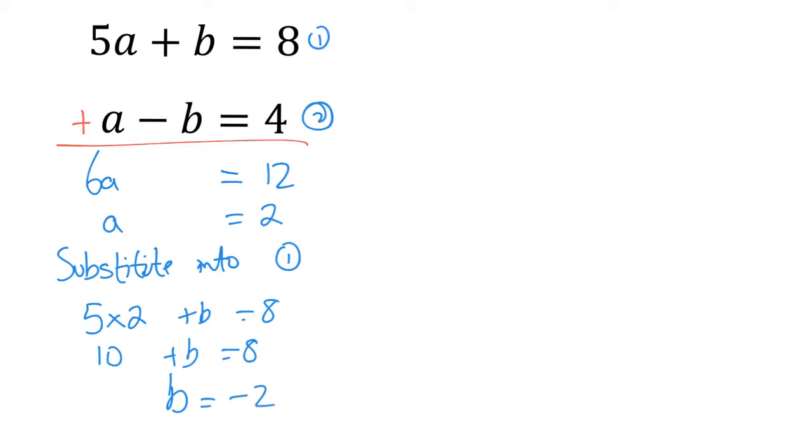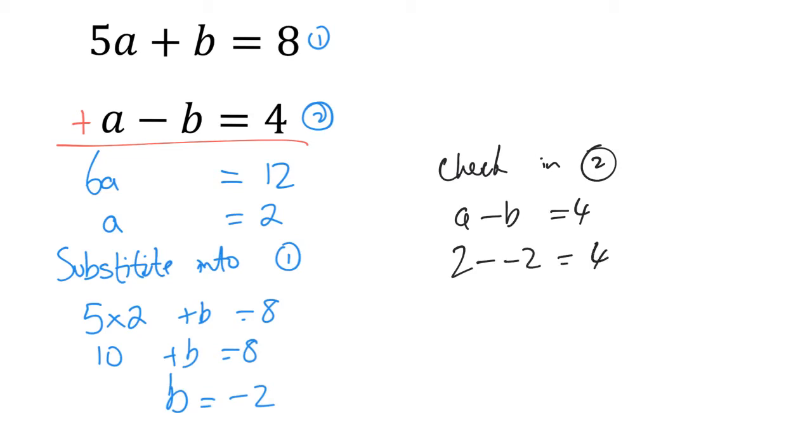It's good to try and check that out. So if we check that out into equation 2, 2 was a take away b equals 4. A was 2, take away b, which is minus 2. So we've got 2 minus minus 2, which equals 4. 2 minus minus 2 is 2 plus 2, which is 4. So we get 4 equals 4, which it obviously is. So that means our answers were right. So a equals 2, b equals minus 2 is the only solution there.